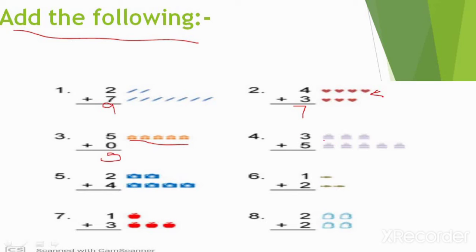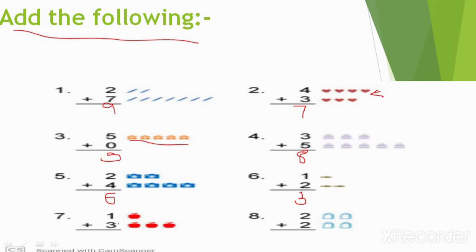3 plus 5, that means we have 3 objects already and we have to add 5 more to it. So 4, 5, 6, 7, 8. 3 plus 5, we get number 8. 2 plus 4, that means we already have 2 objects or 2 numbers. So we have to start counting after 2. 3, 4, 5 and 6. 1 plus 2. 1 after 2 and 3. By adding 2 to number 1, we get number 3.